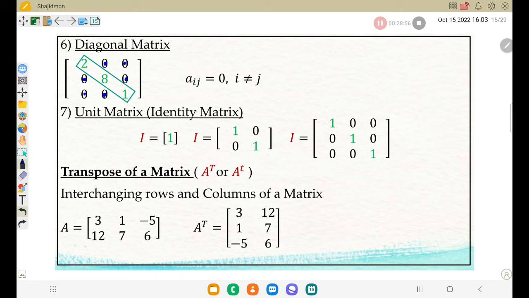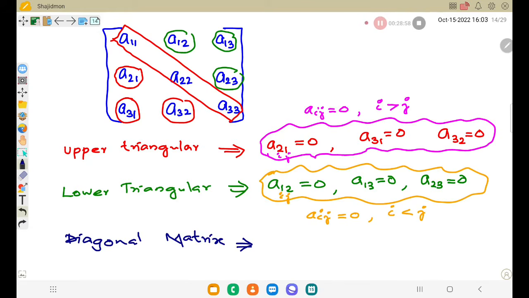That means when will Aij be 0? Aij equals 0 when i is not equal to j. When i equals j, what happens? That gives A11, A22, A33, the diagonal numbers. 11 means i and j are the same, 22 i and j are the same, 33 i and j are the same. In all other cases, that means i and j are not the same, the value should be 0. That is the matrix we call a diagonal matrix.